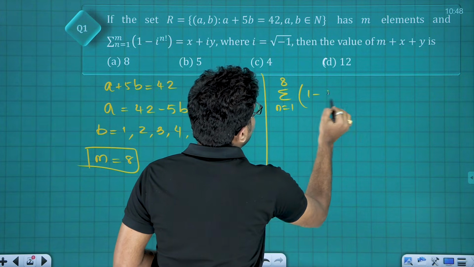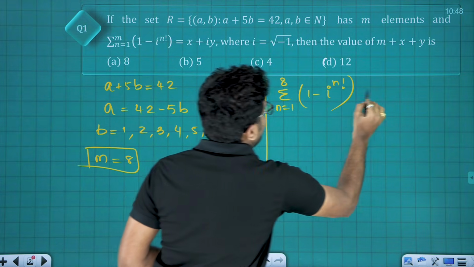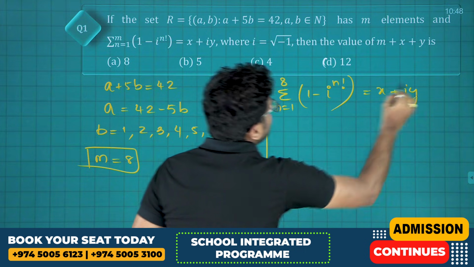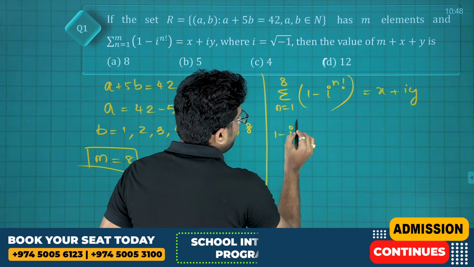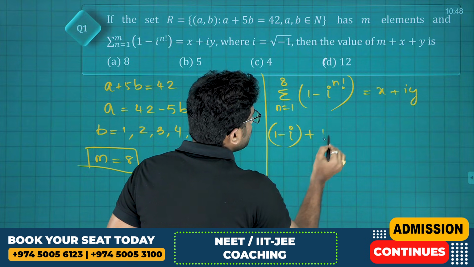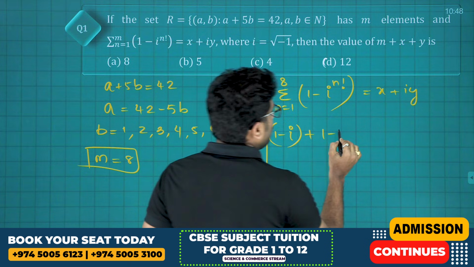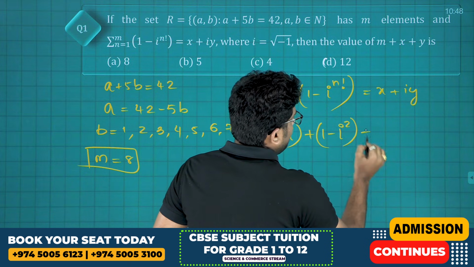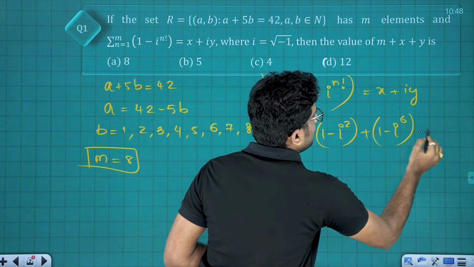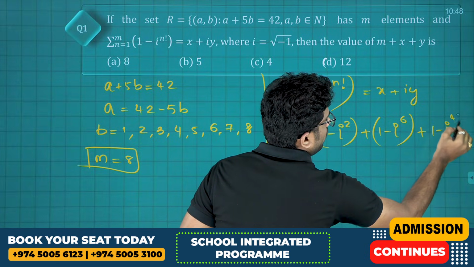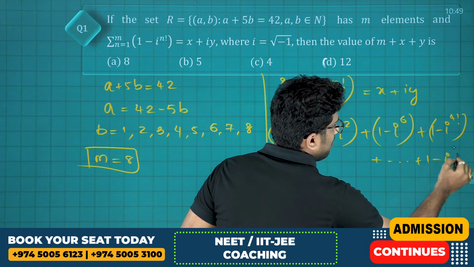of (1 minus i) raised to n factorial. This is equal to some x plus iy. Let's see this friends. Now we put n equals 1. (1 minus i) raised to 1 factorial, plus (1 minus i) power 2 factorial. Put n equals 2. 2 factorial is anyhow 2, plus (1 minus i) power 3 factorial. 3 factorial is 6, plus (1 minus i) power 4 factorial and so on till (1 minus i) power 8 factorial.